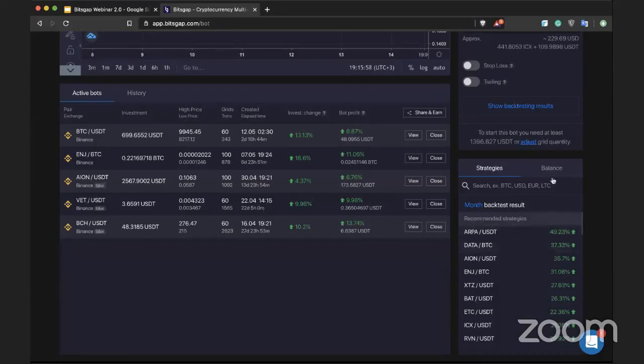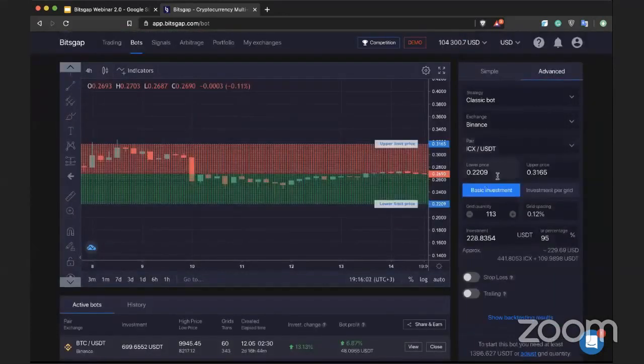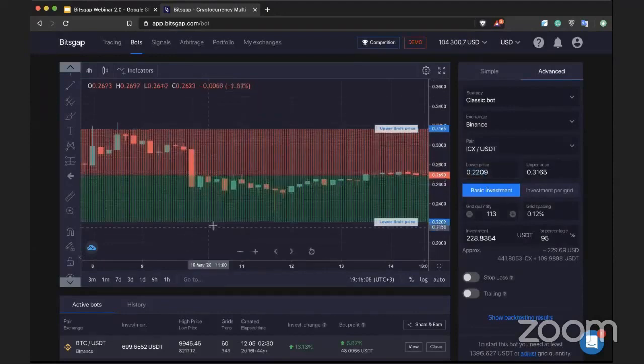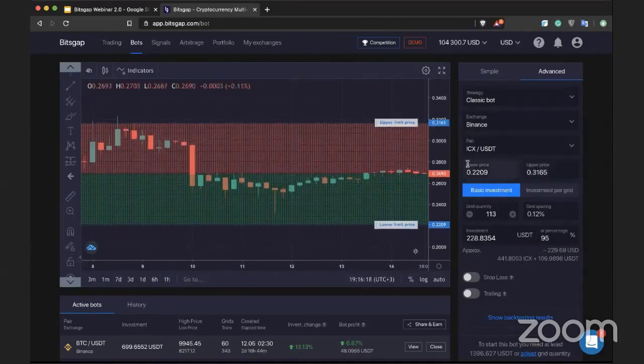And here I also have my balance. So I clicked on the icon trading to USDT, and here I can set my lower price, which is the bottom limit of my trading range, and I can set the upper price, which is going to be the upper limit of my trading range. So I can do this manually, all right?